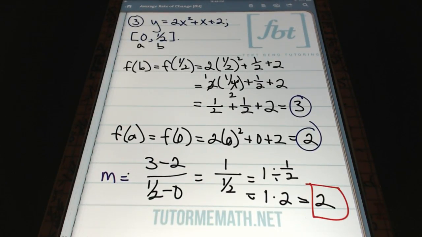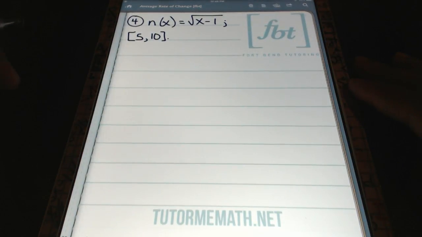That was problem number 3. We are moving on. How's the math, guys? Is anybody checking me?